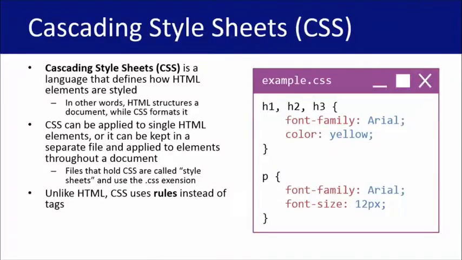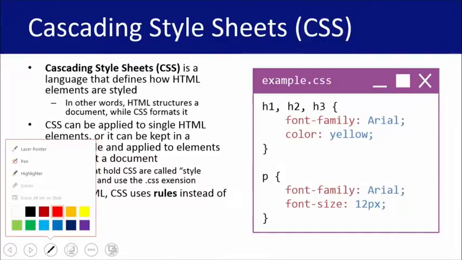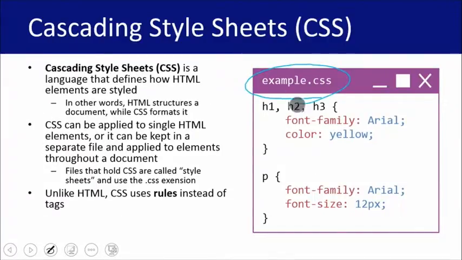CSS can be applied to single HTML elements, or it can be applied to groups. CSS files are stored as style sheets, and they feature the .css extension. So you can see up on the screen in this example, this one is titled example.css, right? Unlike HTML, CSS uses rules instead of tags. So this whole thing right here is a rule, right? That's going to define the style.